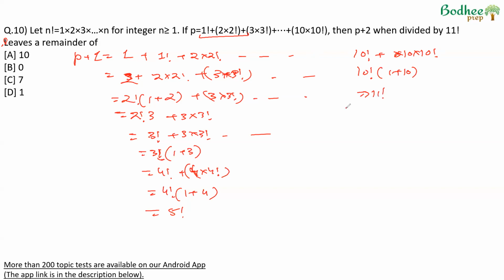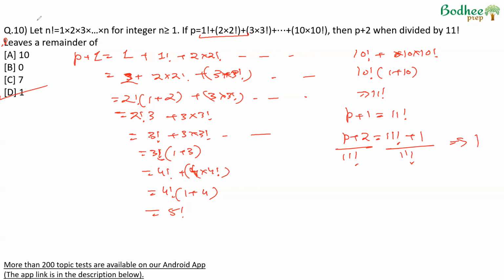So we can say P plus 1 is equal to 11 factorial. And therefore, P plus 2 will be 11 factorial plus 1. We are dividing P plus 2 by 11 factorial. If we divide this, the first part will divide. The remainder will be 1, option D.